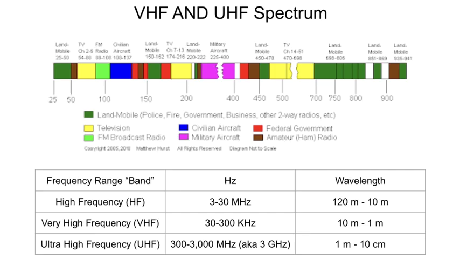So high frequency is going to be anywhere from 3 to 30 megahertz, and that wavelength is going to be between 120 meters and 10 meters. So now it's a little bit inverse, where the higher the frequency, the lower the wavelength. VHF is 30 kilohertz to 300 kilohertz, and that's going to be 10 meters to 1 meter. And then UHF is 300 megahertz to 3,000 megahertz, or 3 gigahertz.